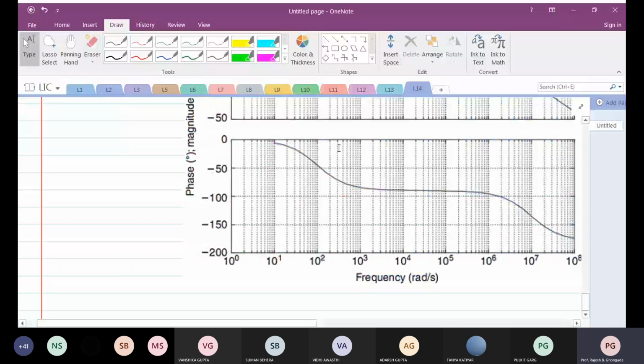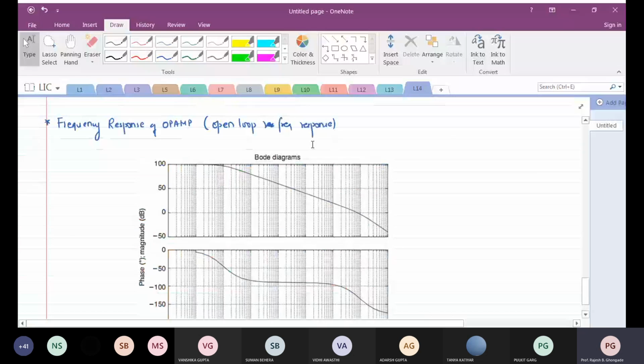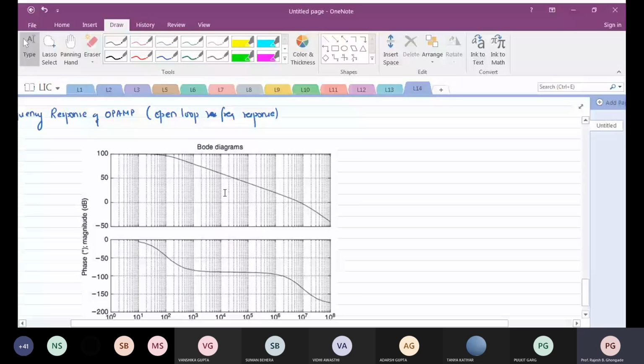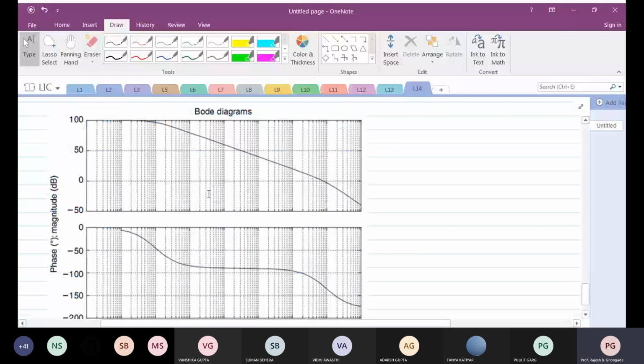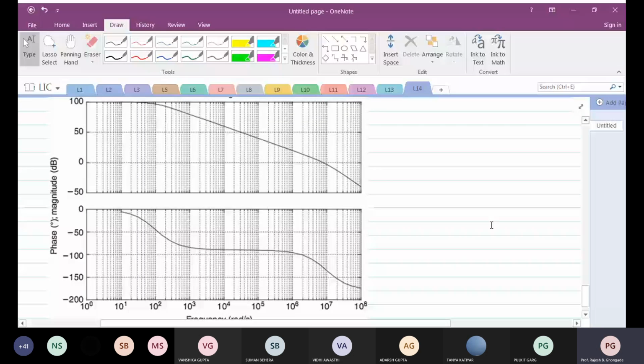So this is how the open loop frequency response of an operational amplifier looks like. Do you see this? Guys? Yes, sir. So what does it say?